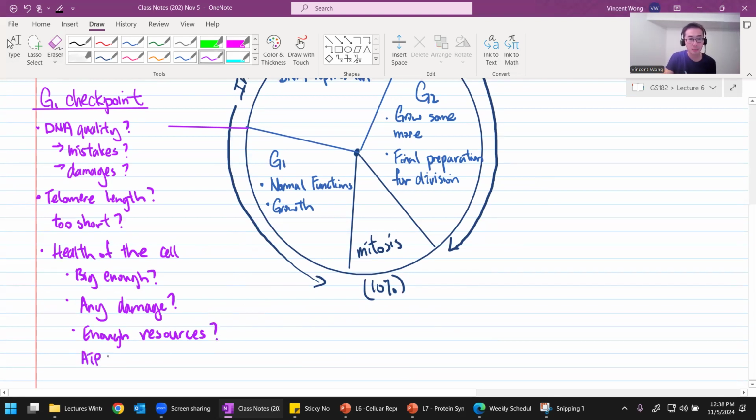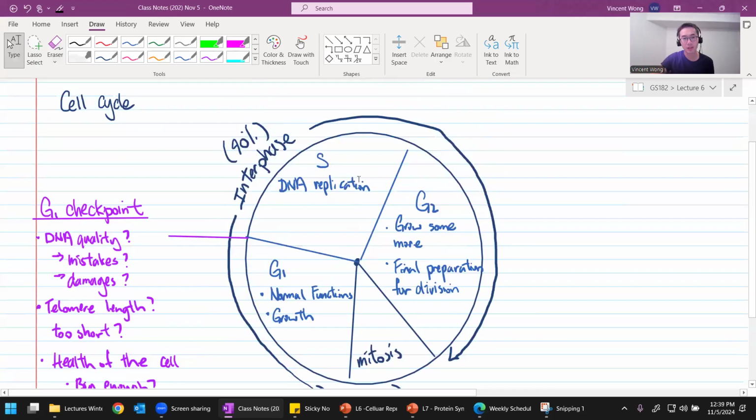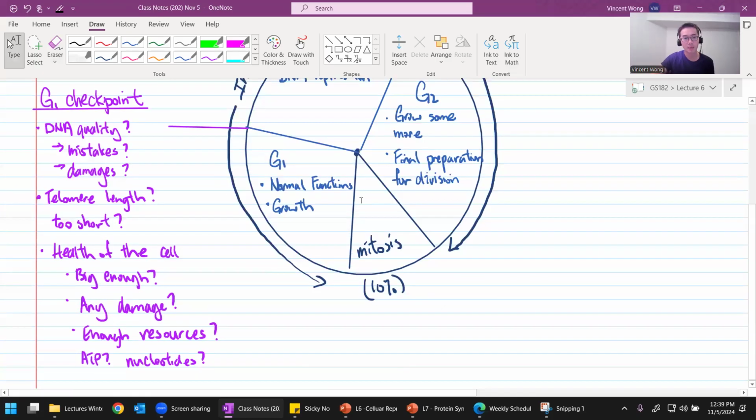Does it have enough ATP? Does it have enough nucleotides? Right? That's what you need to make DNA. You need ACTGs and you need energy to do it. So that's like a checklist to go through. Your cell is going to do this check. And then if all is good, it gives the green light to go ahead and copy the DNA. Okay? I'm just taking a pause so you can catch up.